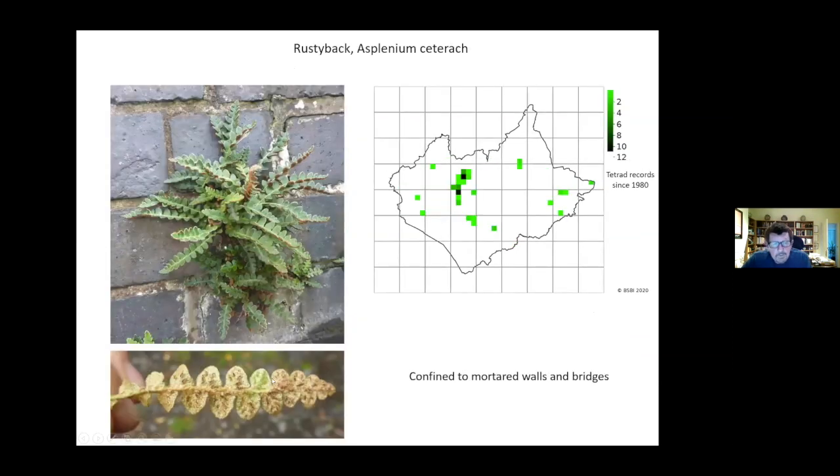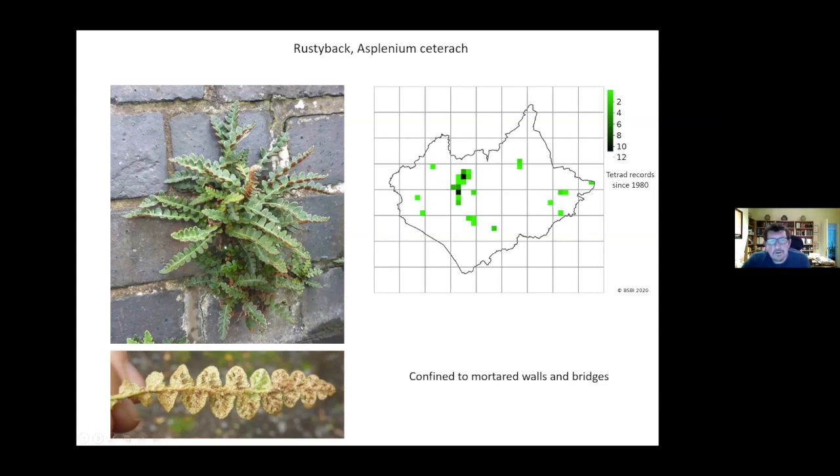Rusty back. Why is it called rusty back? Well, it's got a rusty back. It's got all these little hairs and sporangia. It's another Asplenium, so it has linear sporangia, but it has a very hairy back. The hairy back means it can live very well on walls. I've seen this plant on walls in the south of France as well, curled up to a crisp in the summer, then the rains come along and it opens up again.